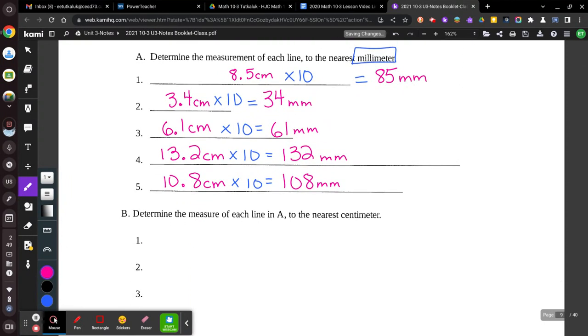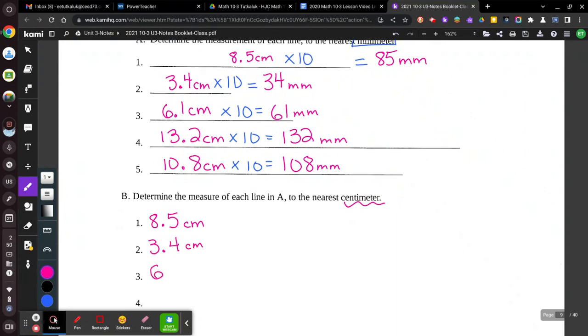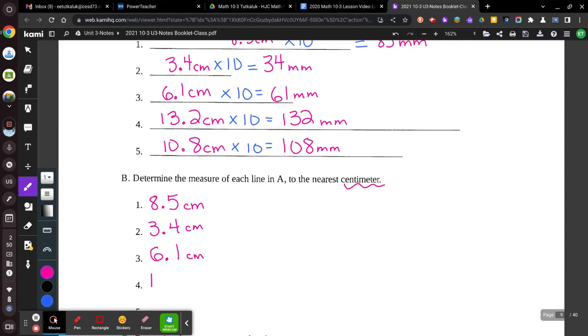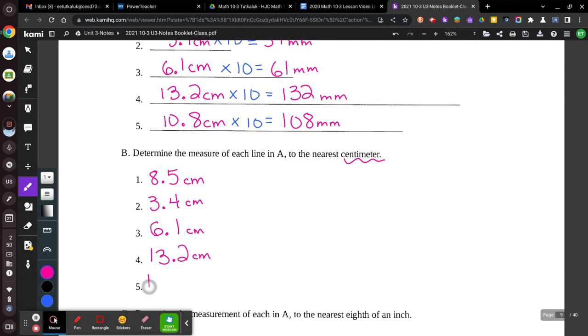On B, it says put to the nearest centimeter. So we're just going to write the numbers that we came up with to begin with, because that's how we started. We always start with a centimeter ruler. So this should have been first. We're doing it a bit backwards. That's okay. So find the centimeters. Once you find your centimeters, you times by 10 and you get your millimeters. So all of those were the centimeters we started with.